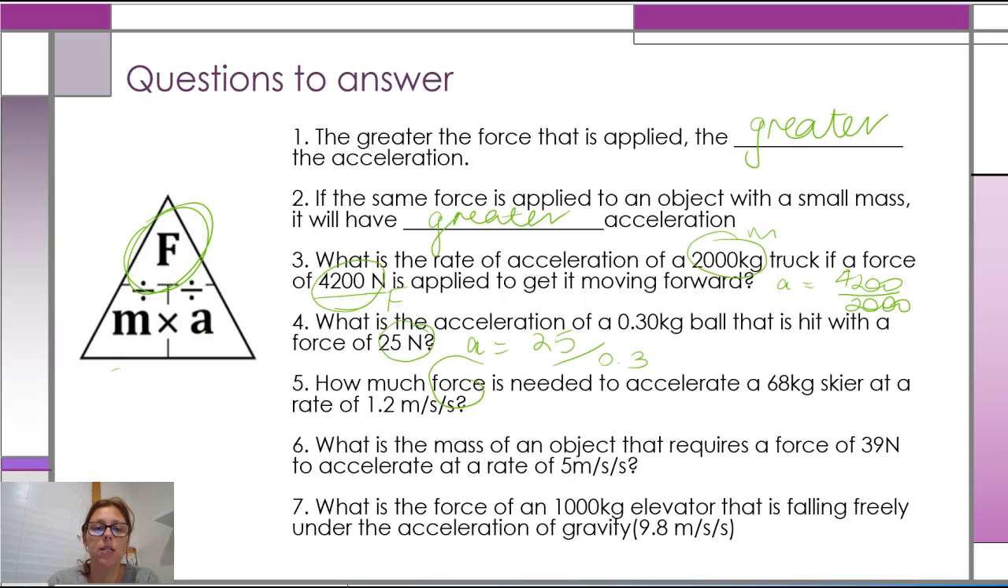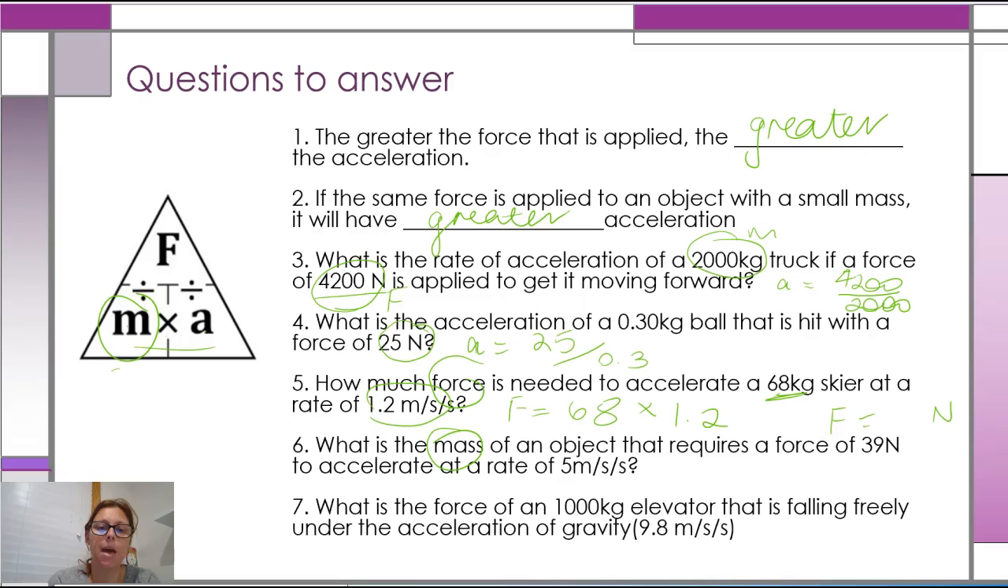So force is equal to mass times acceleration. So how much force is needed? So force is equal to the mass of the skier, which is 68 kilograms, at a rate of 1.2 meters per second. So 68 times 1.2, and remember your answers will be, once you calculate that, in newtons.